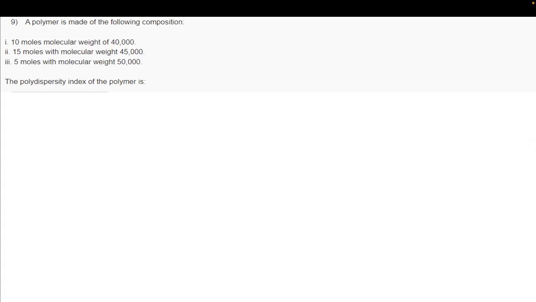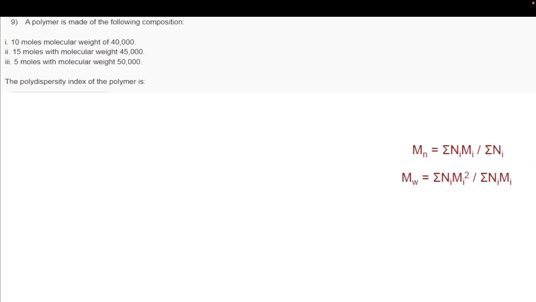Okay, I guess most of you must have figured it out. If not, I'll just discuss. So we have to calculate the polydispersity index of this particular polymer. To calculate the polydispersity index, we first have to know two quantities. One is the number average molecular weight, and another is the weight average molecular weight.